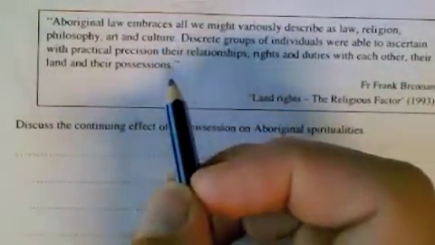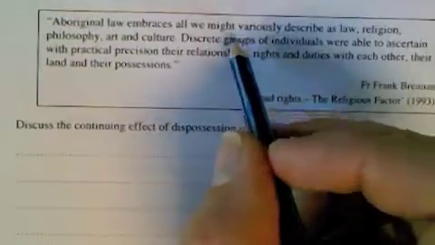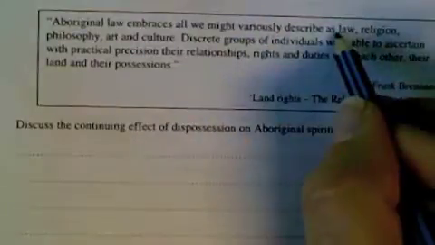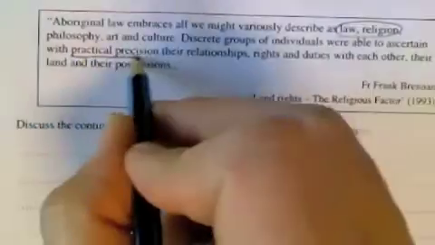So what I do when I'm getting ready to write these responses is I see what sort of things I could use as a springboard in my response, and I don't have to have it in inverted commas all the time. So I'm going to circle, well, I'm going to use law and religion because I think I'm going to be able to talk about that. Practical precision sounds good, so I'm going to use that as a springboard.